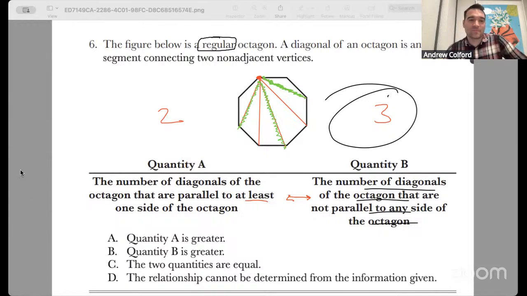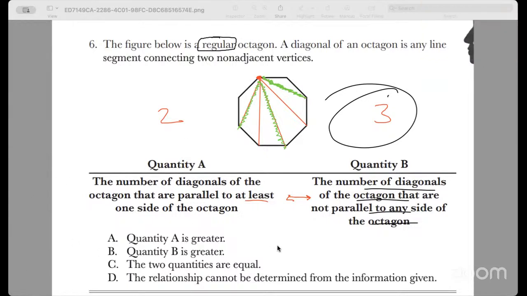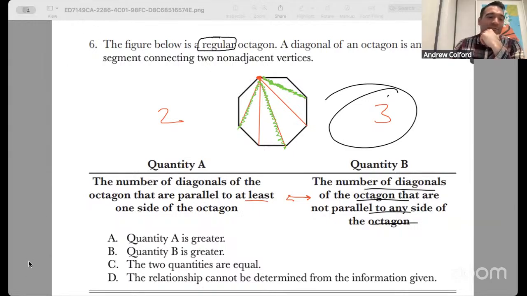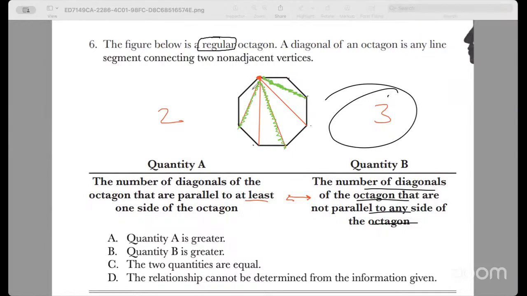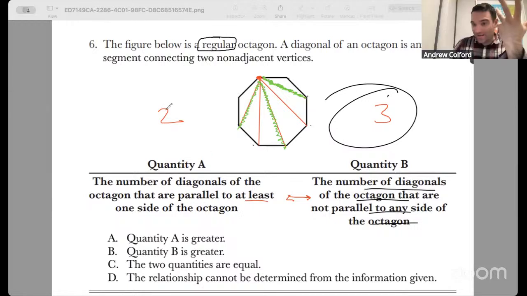So could we assume that every vertex would have three non-parallel diagonals and two parallel diagonals? We can say that, right? Because it's a regular octagon. Yes, because it doesn't matter which vertex you pick, you're going to do the same thing. Okay, yep, got it. So that's one way to do it.